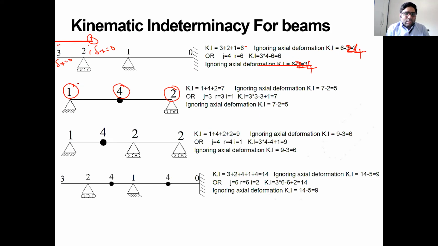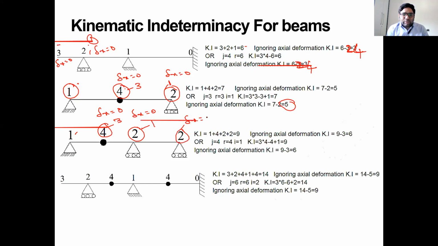Now you can see that here 1, 4. Here if you put delta x is equal to 0, this becomes 3. Here delta x is equal to 0, it becomes 1. So 3 plus 1 plus 1, so 5. Extensible, inextensible. And then here 1, 4, 2, 2. See here delta x is equal to 0. This will become 3. Here also delta x is equal to 0. This will become 1. Here also delta x is equal to 0. This becomes 1. So 3 plus 1 plus 1 plus 1, total 6.